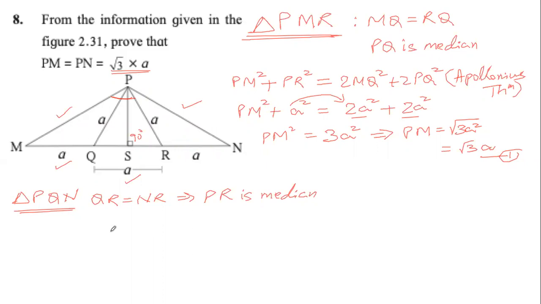When we apply the Apollonius theorem on the triangle PQN, because the median is drawn from P, we will look at this angle. So we can write PQ square plus PN square equals 2PR square, that is twice the square of the median, plus 2 QR square, we can say NR square also, whichever you want to say.